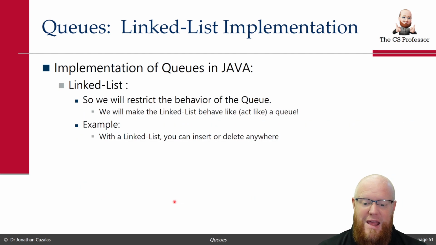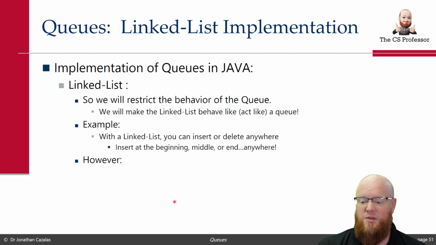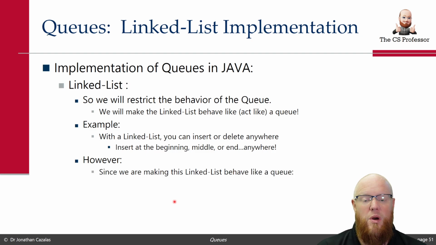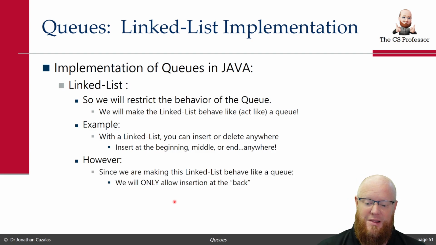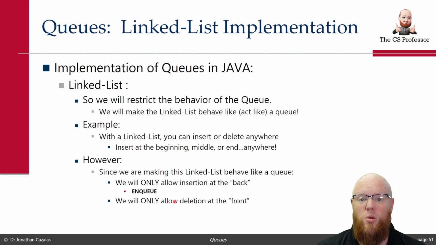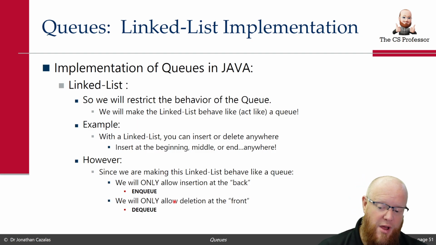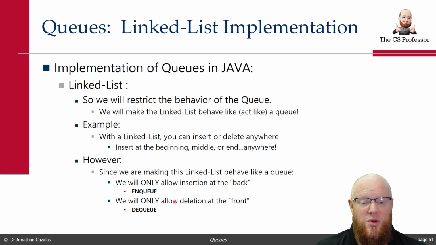We're no longer going to insert anywhere or delete from anywhere of the linked list. Instead, we want to make this linked list behave like a queue. So we're only going to allow insertions at the back of the linked list. That's going to be our enqueue. We're only going to allow deletions from the front of our linked list, and that is going to be the dequeue. Deleting from the front, that's pretty easy.